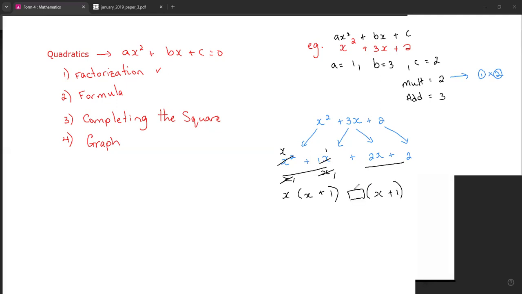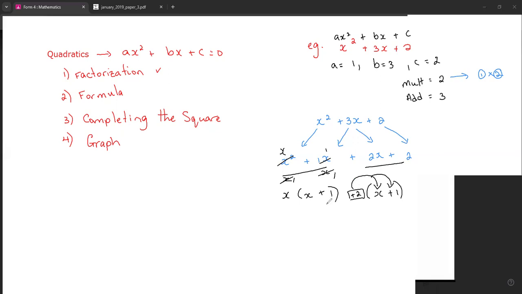Ask yourself, what do I multiply by outside, by everything inside, so that we could get what's on top of here? And that's going to be positive 2. 2 times x will give me the 2x, and 2 times 1 will give me the 2.